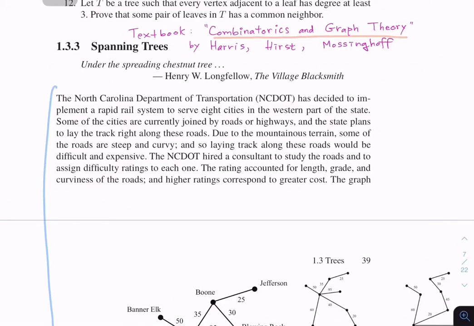Hello, this lecture is based on the textbook Combinatorics and Graph Theory, section 133 on spanning trees. Let's begin with a motivation for spanning trees.